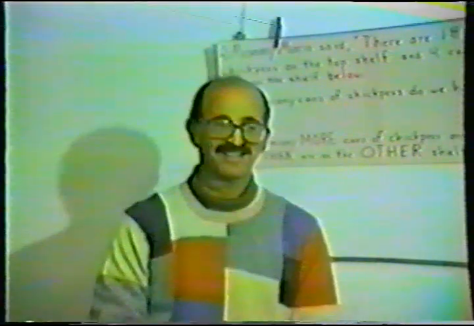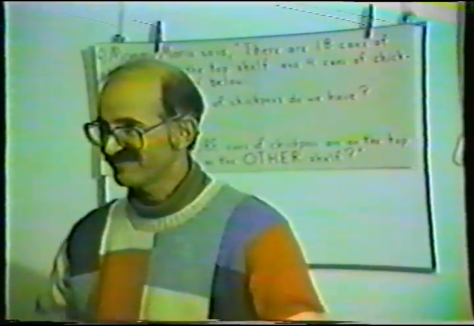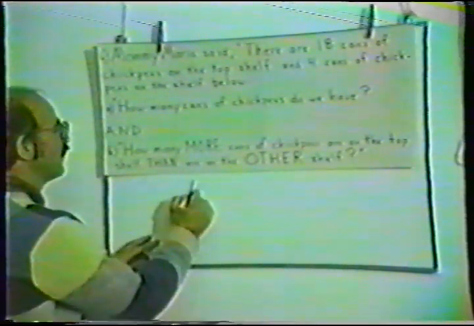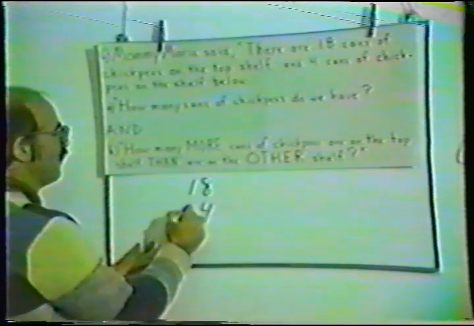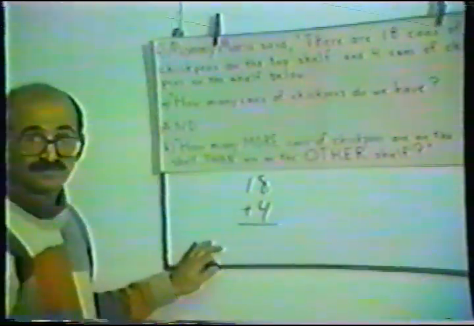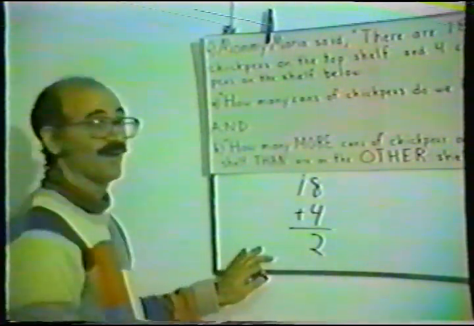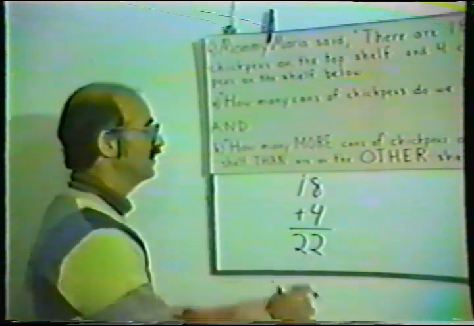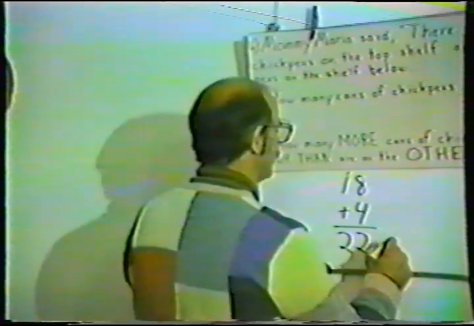Okay? And when it says in all or all together, we know we have to add. Very good. That's what we do with the two numbers we were given, 18 and 4. We add them. 8 plus 4 is? 12. Put down the 2, carry the 1. 1 plus 1 is? 2. 22. 22 what? Cans. 22 cans.